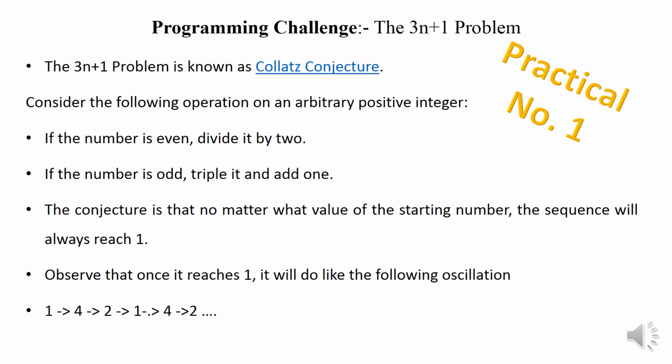So here, if we take an even number, then we divide that number by 2. If the number is an odd number, triple it and add 1, that is 3n plus 1. So very easy, friends.